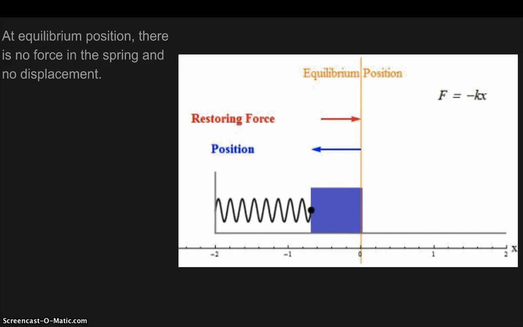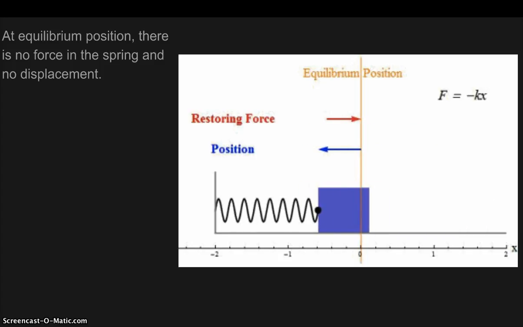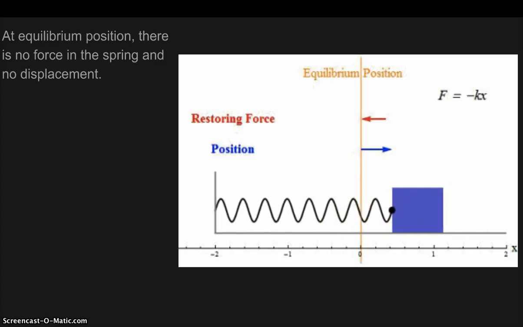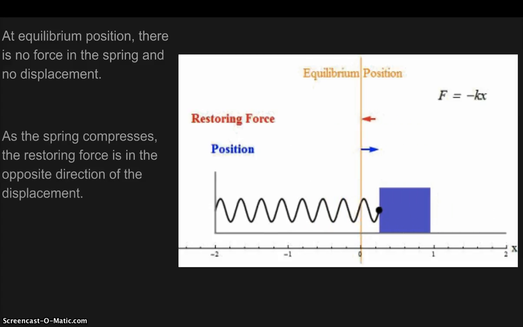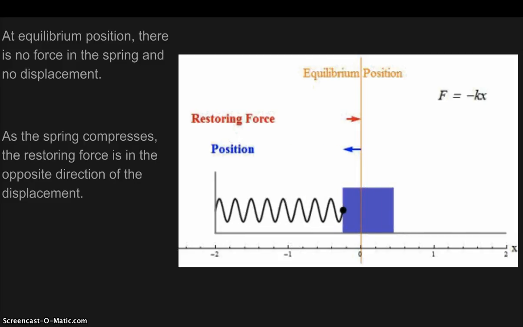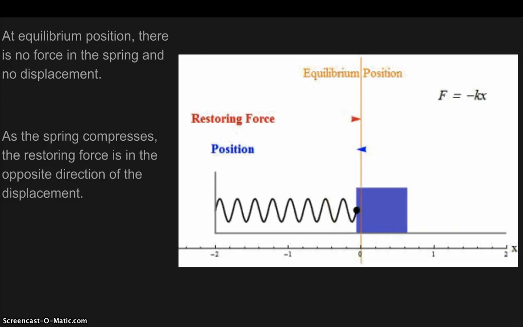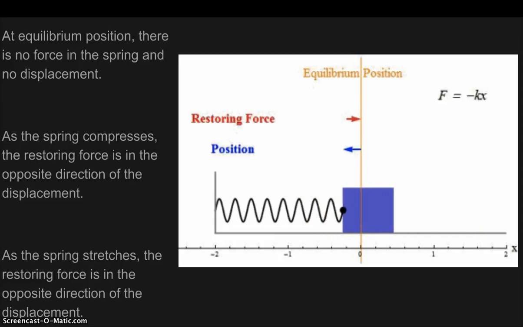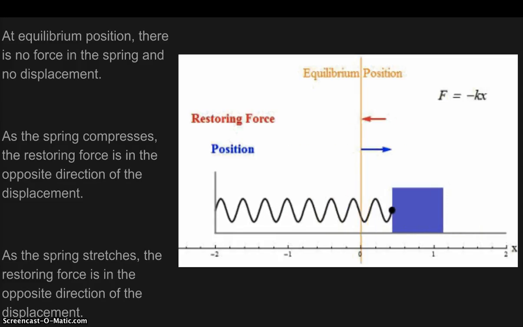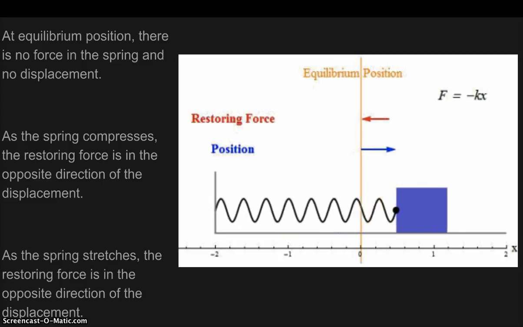So you can see from the animation at 0, the equilibrium position, there's no restoring force and there's no position, which is really displacement. As it compresses though, the restoring force is in the opposite direction of that displacement. So the restoring force would like to get it back to equilibrium, so it will always point in that direction. As the spring stretches, this restoring force is still in the opposite direction of the displacement. So for a full oscillation, we'll see these two variables change direction. They're always opposites of each other though.